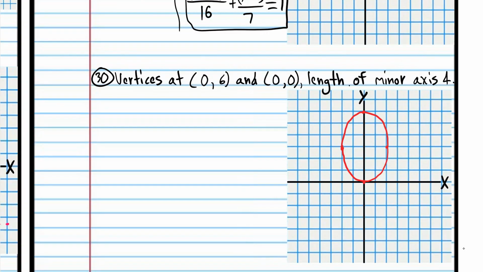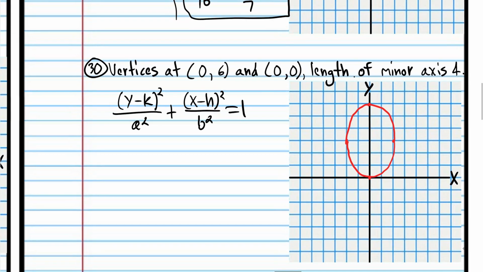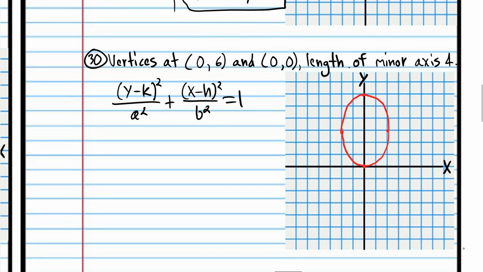So we have b and we have a. We know the center has to be here. Obviously it's the midpoint between the vertices. So we can just go ahead and write the equation. Now, a squared is going to go below y minus k squared, because the major axis is vertical. And the y value of the center is 3. And a is the distance from the center to the vertices, so that would be 3. And b is the distance from the center to the outer part of the ellipse along the minor axis, so that's going to be 2.